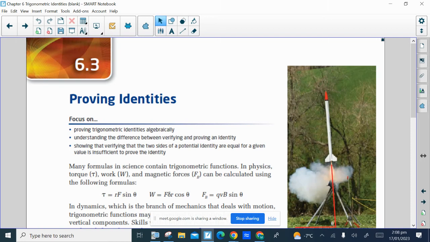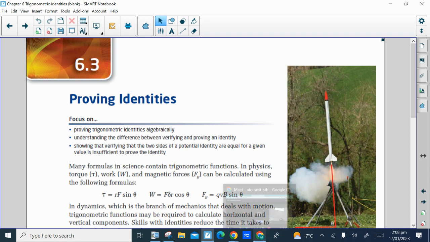So we're going to continue to work with identities. We're going to start with the basic identities, the ones that are on the formula sheet, and we're going to use them to prove other identities. So as it says, we're going to prove trig identities algebraically.